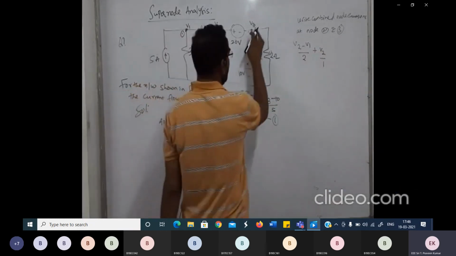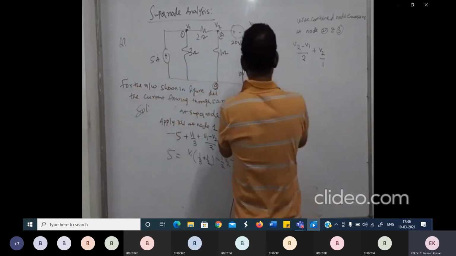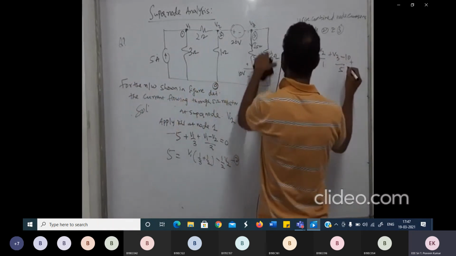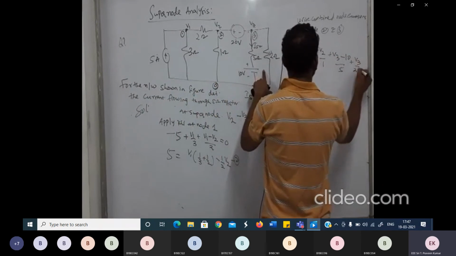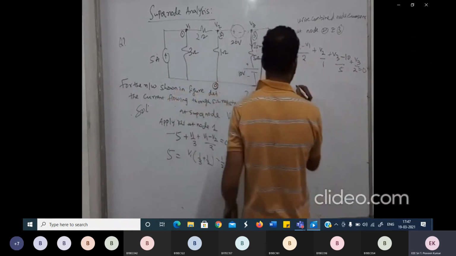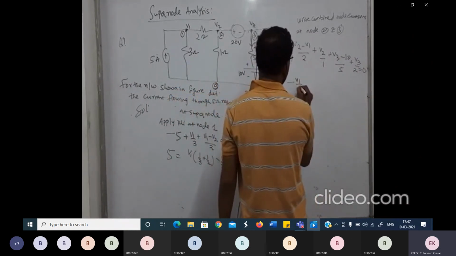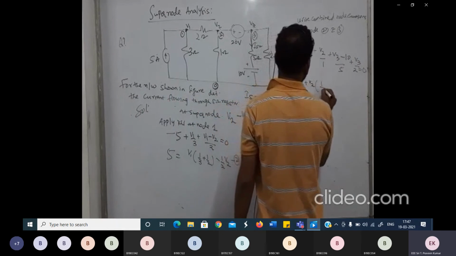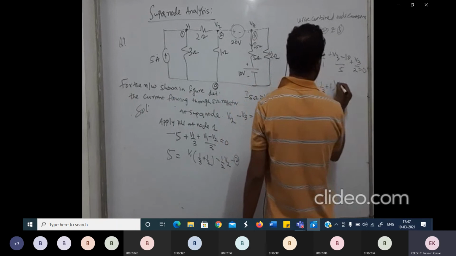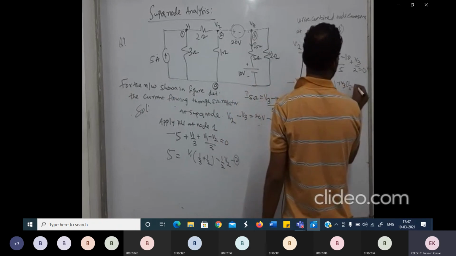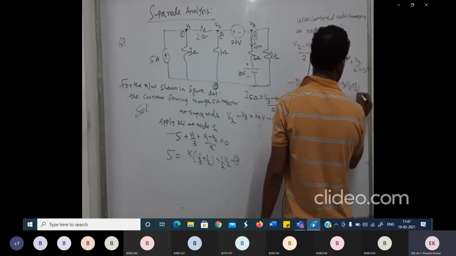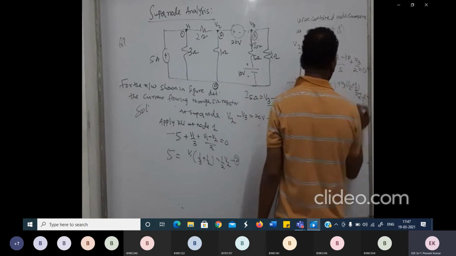Now similarly, next go for your V3, the current in this will be V3 minus 10 divided by 5, plus the current in this will be V3 by 2, and this equals 0. Simplify this. To simplify this, you get minus V1 by 2 plus V2 into 1 by 2 plus 1, plus V3 into 1 by 5 plus 1 by 2, and this is minus 10 by 5, equals 2. Now this is your equation 3.